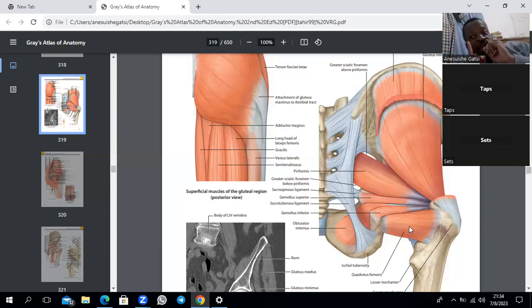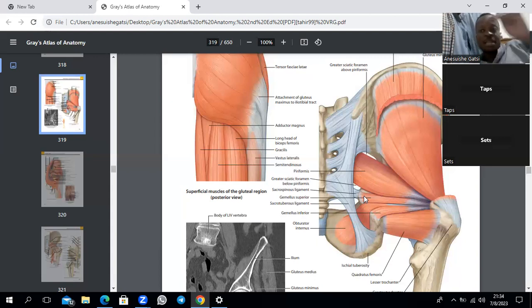Why I didn't mention them haphazardly is innervation. For gemelli superior, it's the same as the muscle just below it, obturator internus. Nerve innervation for gemelli inferior is also the same as the muscle below it, which is quadratus femoris. So there is a way for you to make these things make sense. Piriformis has its own nerve supply, that's fine.